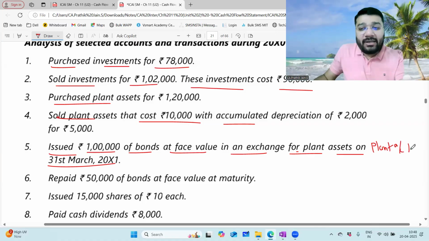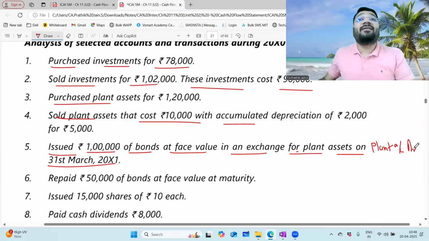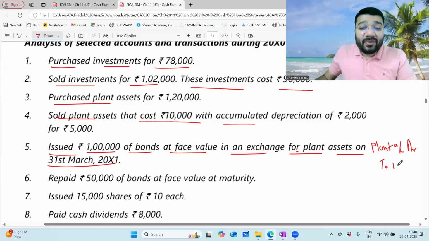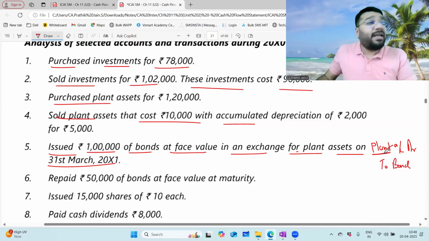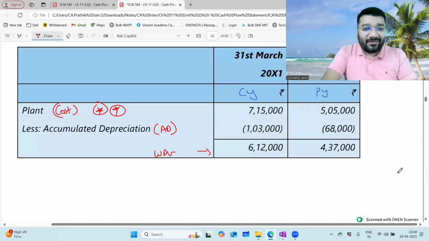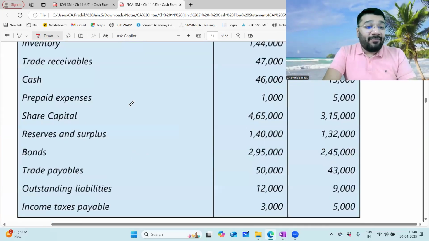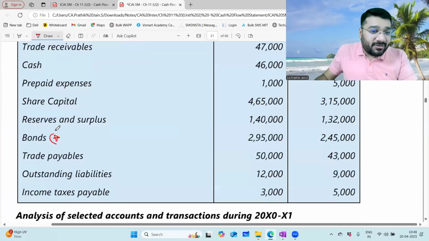Plant and machinery account debit to bond. DR stands for debtor. What is debit? Debit to bond. So this is affecting the plant account and the bond account. Which bond? Bond account. Now, one star mark in plant and one star mark in bonds.